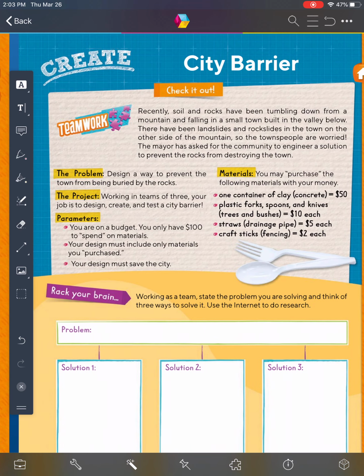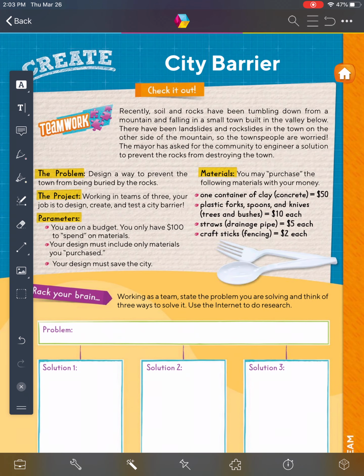Recently, soil and rocks have been tumbling down from a mountain and falling in a small town built in the valley below. There have been landslides and rock slides in the town on the other side of the mountain, so the townspeople are worried. The mayor has asked for the community to engineer a solution to prevent the rocks from destroying the town. So what is the problem? Okay, we have to design a way to prevent the town from being buried by the rocks.